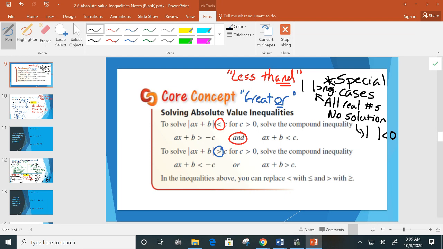Remember, don't forget when you're writing your two cases, for your second case, make sure that you're flipping the inequality sign and changing the sign from a positive to a negative when we're solving it out.